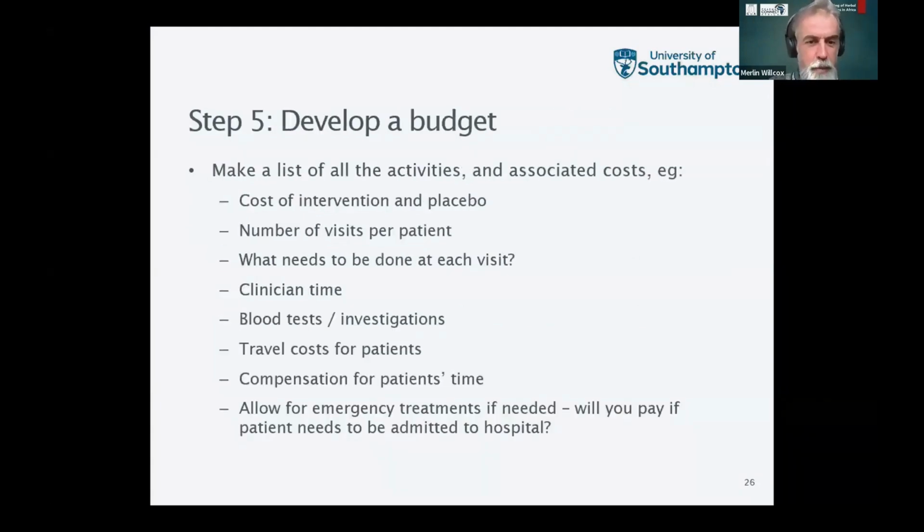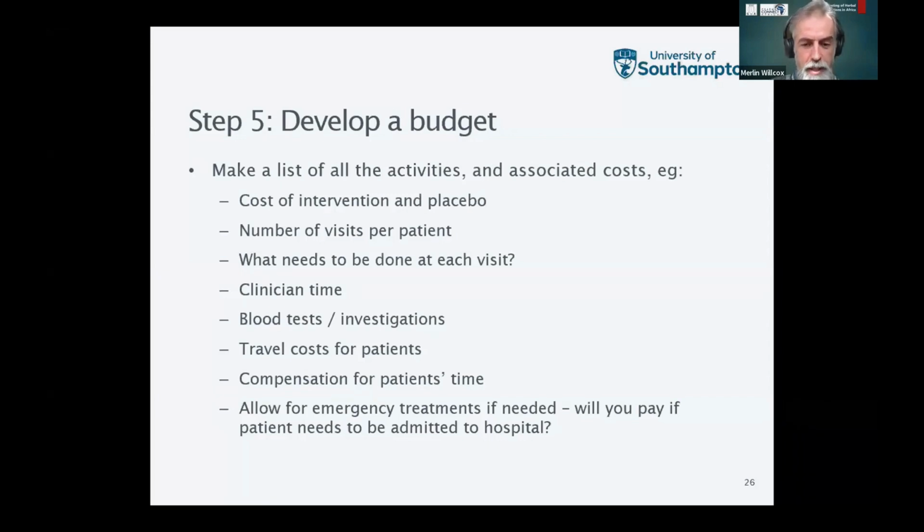And then you need to develop a budget, thinking about all the activities and the associated costs. What does the intervention, the treatment cost? What does a placebo cost? Often that can be quite expensive if you're having it made to pharmaceutical standards, to GMP. How many visits per patient? What needs to be done at each visit? How much clinician time? How many blood tests, including travel costs for the patients, compensating for their time, and allowing for emergency treatments if needed.